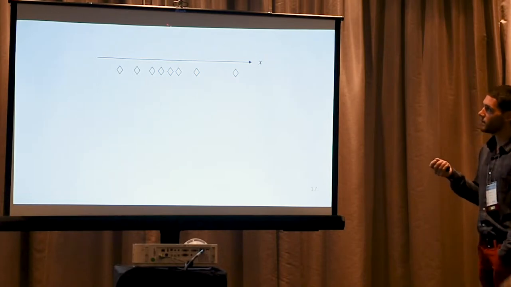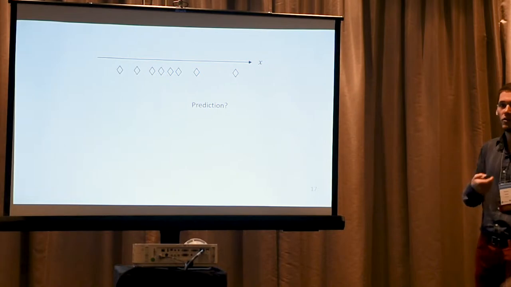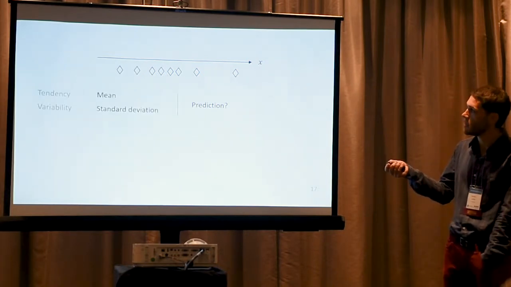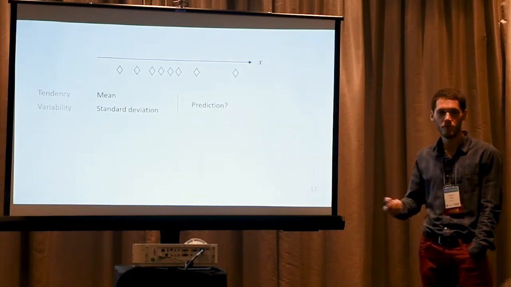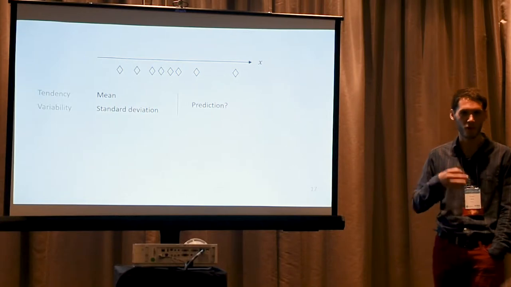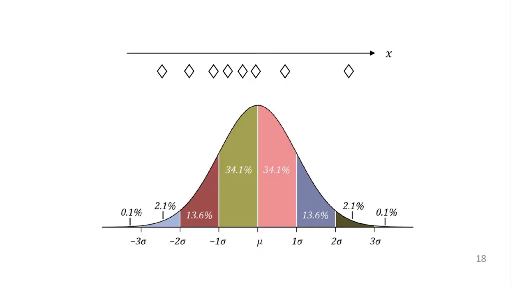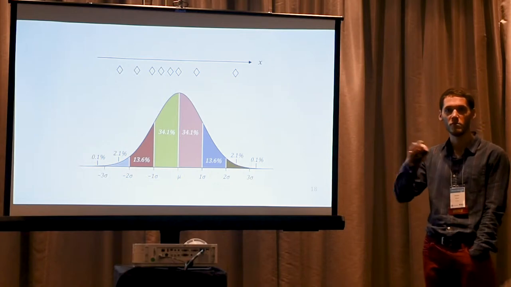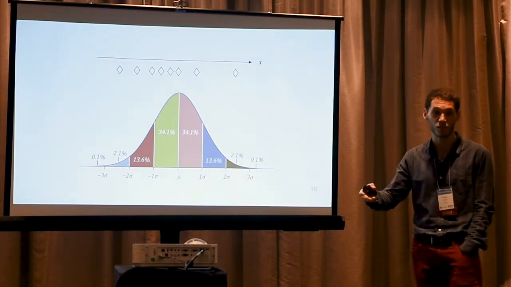Let's say we have our set of samples and we're trying to make predictions. We can compute statistics such as the mean and the standard deviation in order to get information about the tendency and the variability of our data. And we remember, all of us vaguely from our early statistical classes, that the mean and the standard deviation correlate to the shape of the underlying distribution, seeing that roughly 68% of our distribution lies between the mean plus or minus the standard deviation. We all know that. We've all been told that at some point.